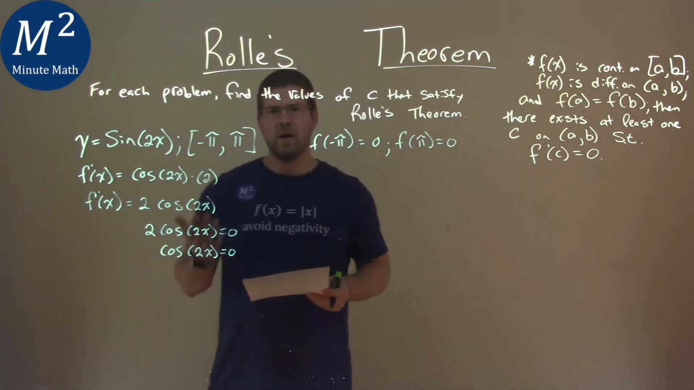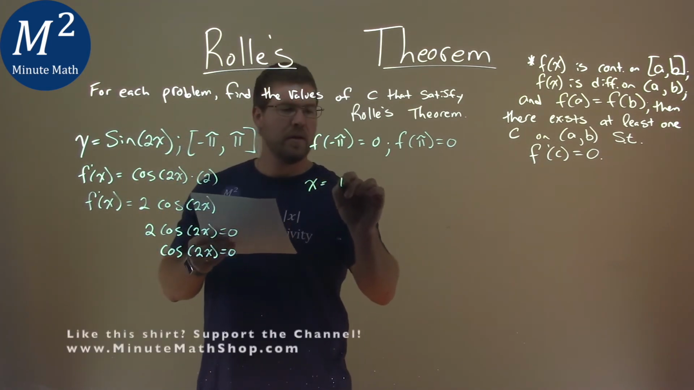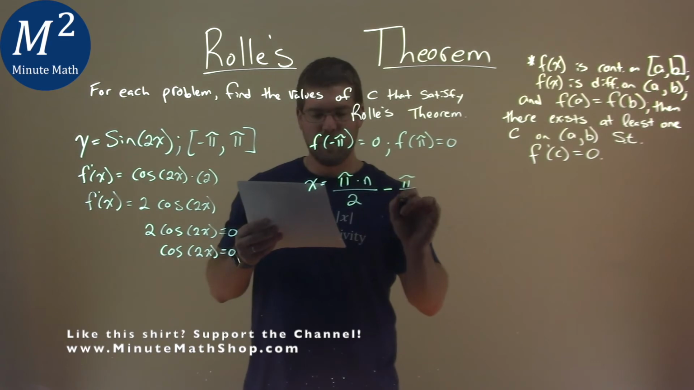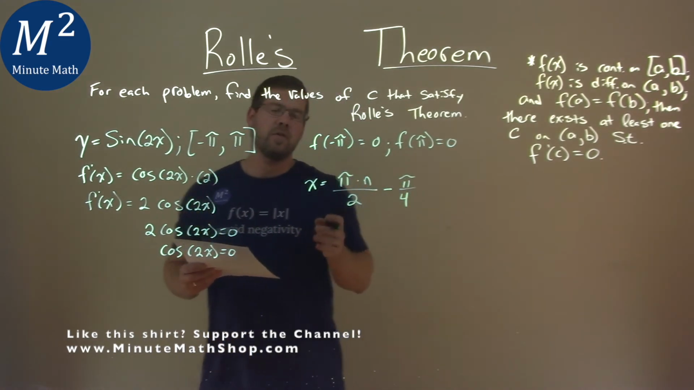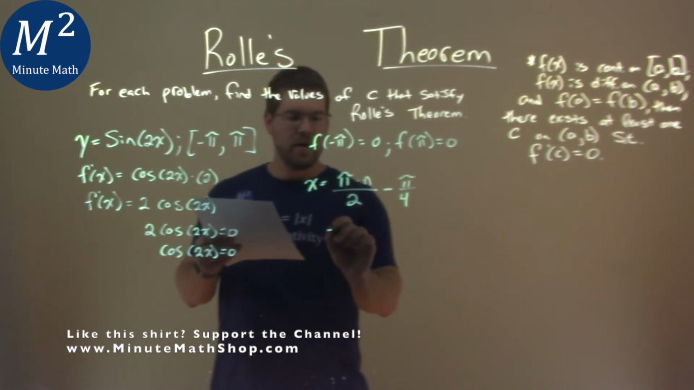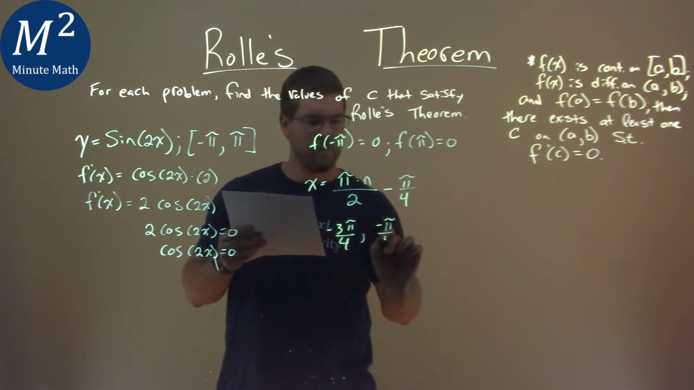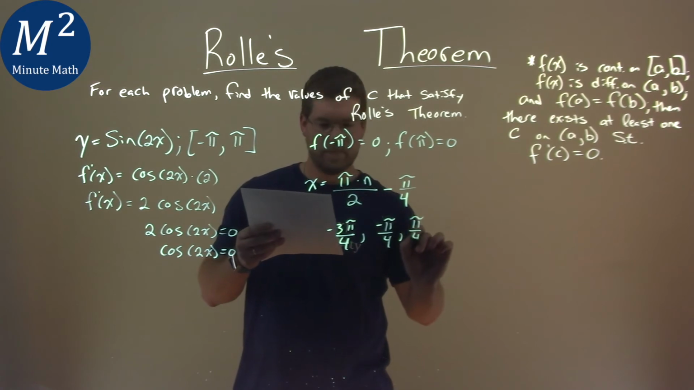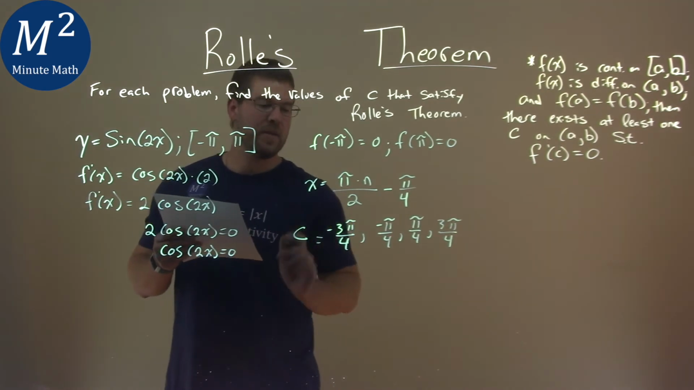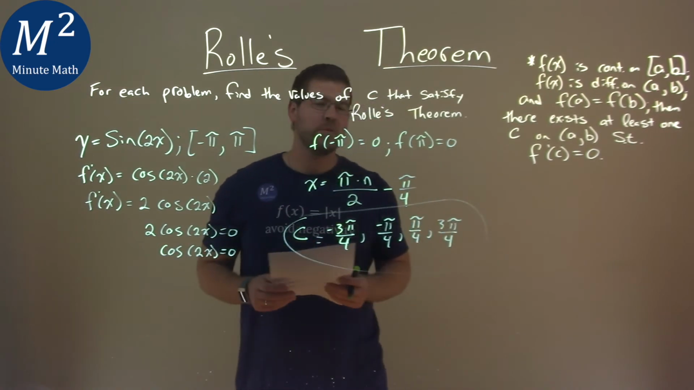Now when does this happen? When does cosine of 2x equal 0? And that occurs when x is equal to pi times n over 2 minus pi over 4. And so the values of x that are within our interval for different n values are negative 3 pi over 4, negative pi over 4, pi over 4, and 3 pi over 4. And so these values are the c values here of our function that satisfy Rolle's theorem.